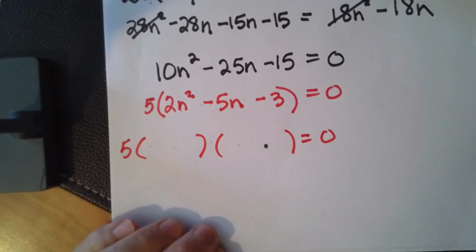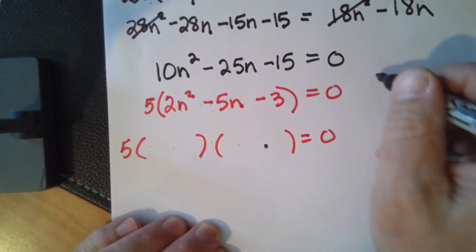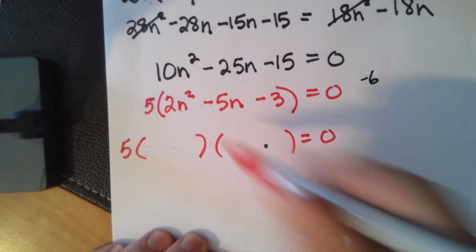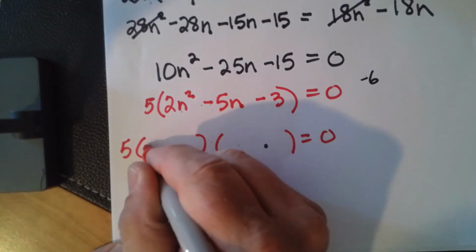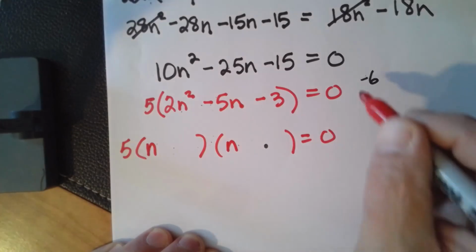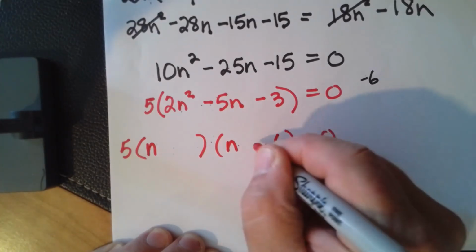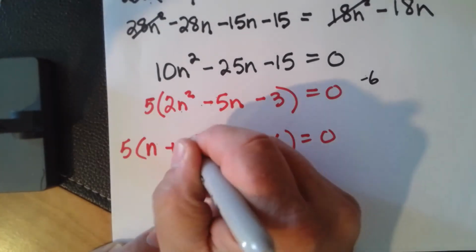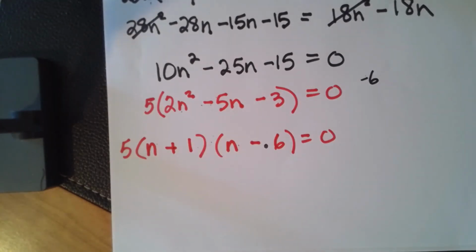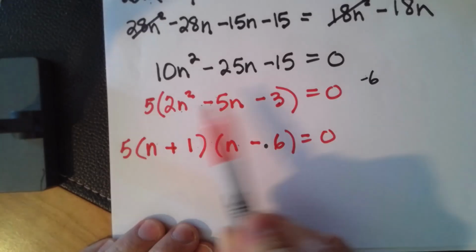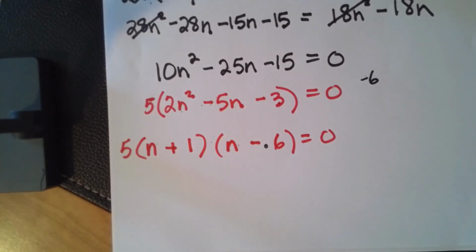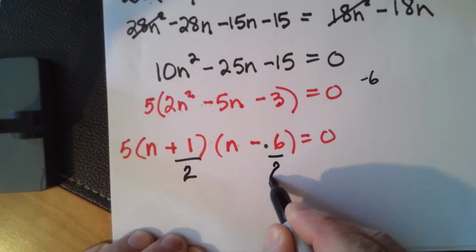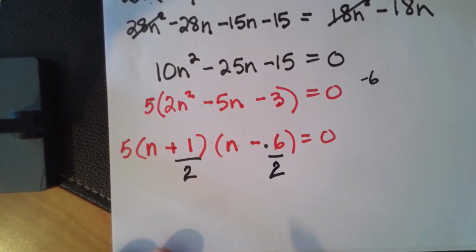Okay, remember how we do this. 2 times negative 3 is negative 6. So I need factors of negative 6 that give me a negative 5 in the middle. Well, that's only one choice, really. 6 negative and 1 positive. But remember, when you do that, because we multiplied to start, we got to unmultiply by dividing by the leading coefficient. Okay, there's my two solutions to this problem.